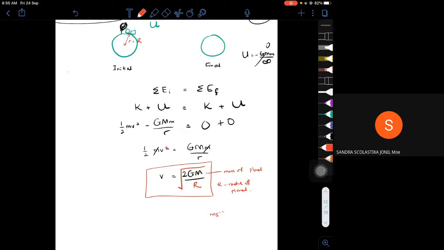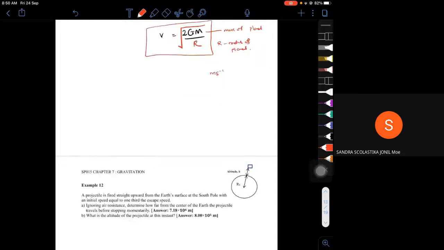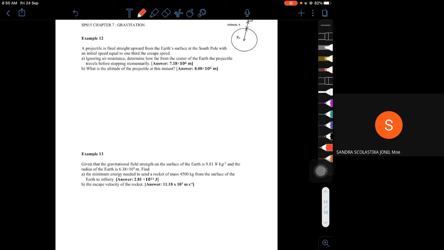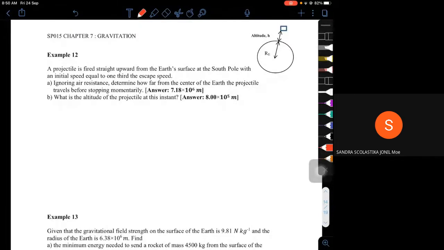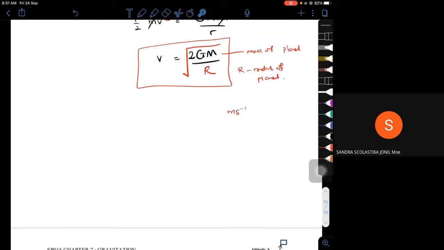Okay, we will do example 12. Let's read the question. Right, so we have a projectile fired straight upward from the Earth's surface at the South Pole. So we have a projectile over here going upward, okay, at the South Pole, with an initial speed equal to one third of the escape speed.